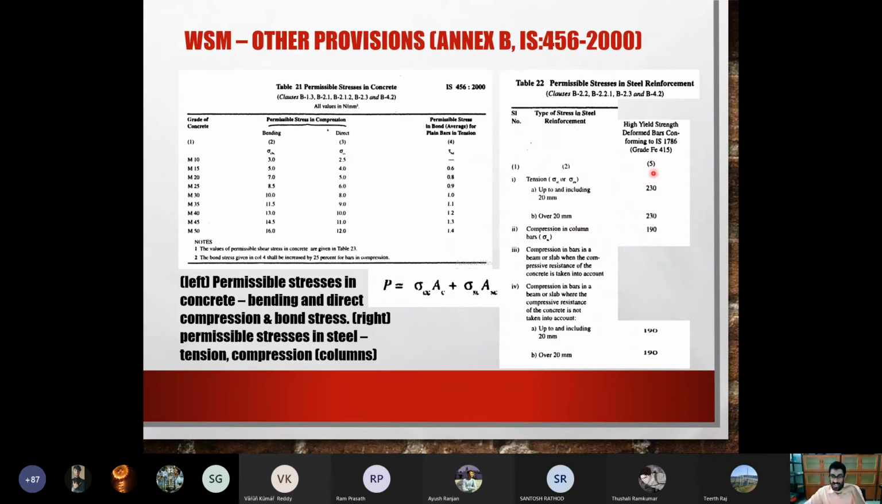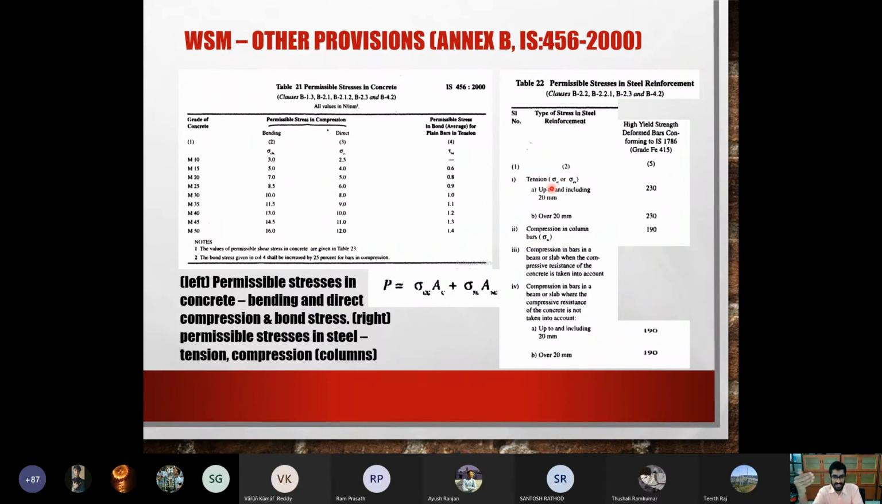So if your steel grade is, sorry, this is high strength steel. Okay, if your steel grade is Fe415, meaning the actual yield stress of this grade of steel is 415 Newton per millimeter square. But because you're using working stress method, once again here also they make a certain reduction to the stress that can be used, because high yield strength deformed bars are not like mild steel bars.